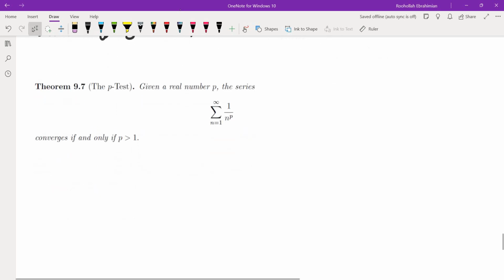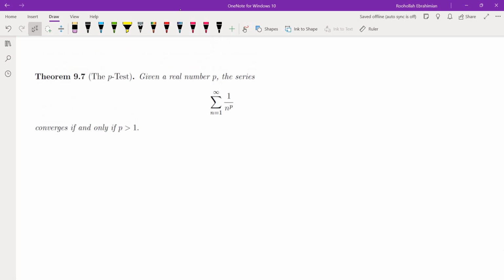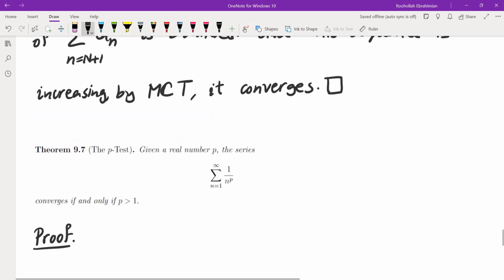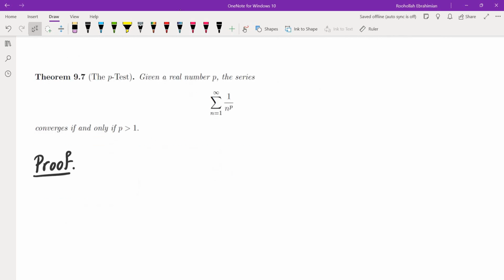Okay, so the last thing we're going to do is prove the p-test. So what is the p-test and how do we prove that? Given a real number p, the series converges if and only if p is greater than 1.